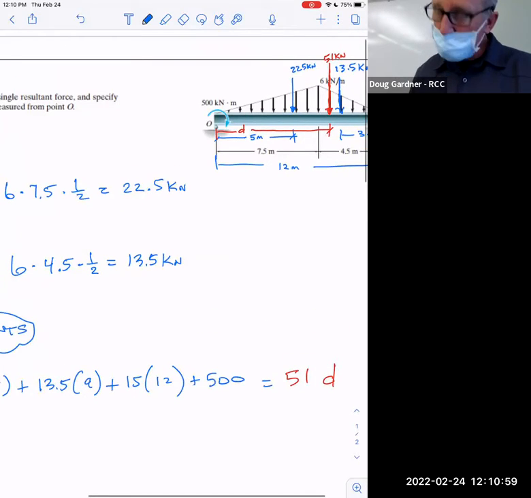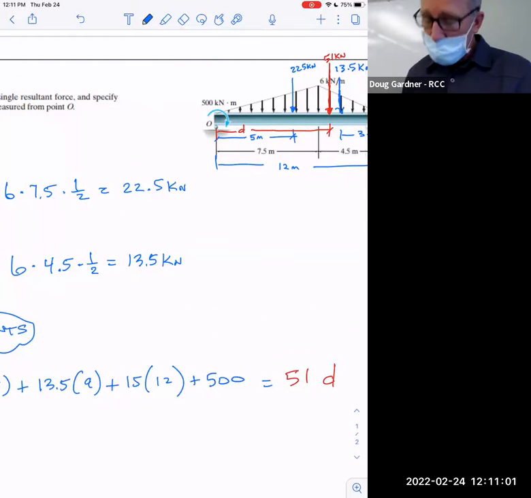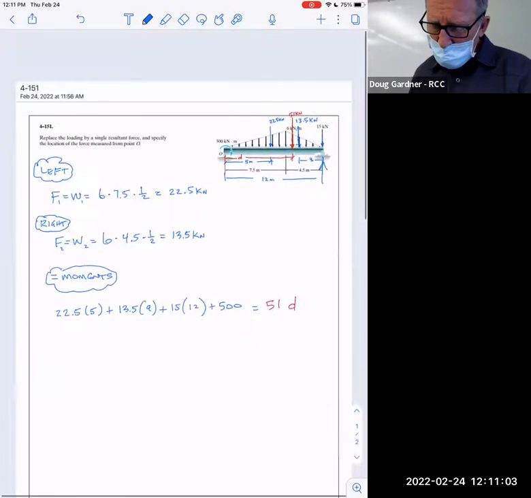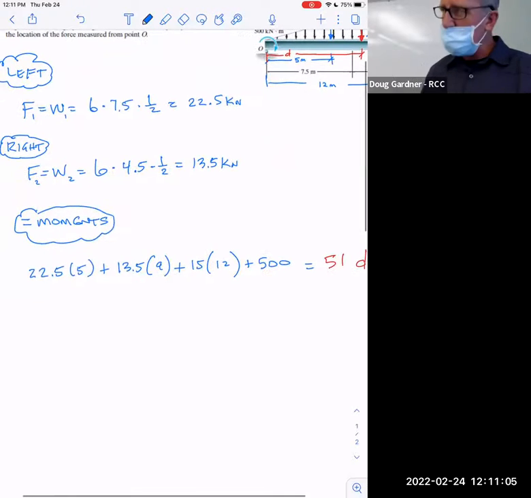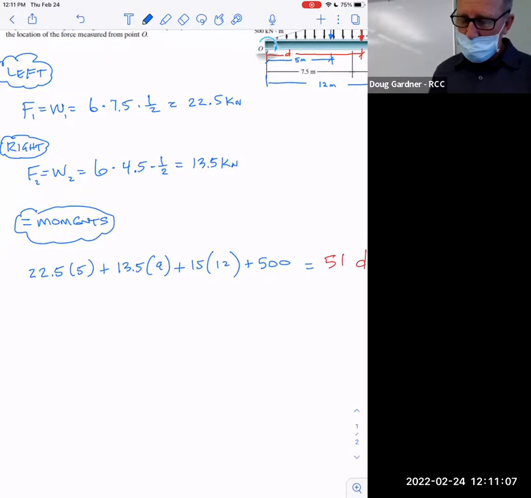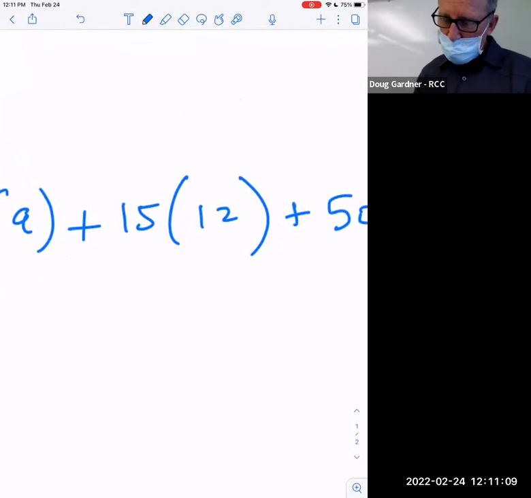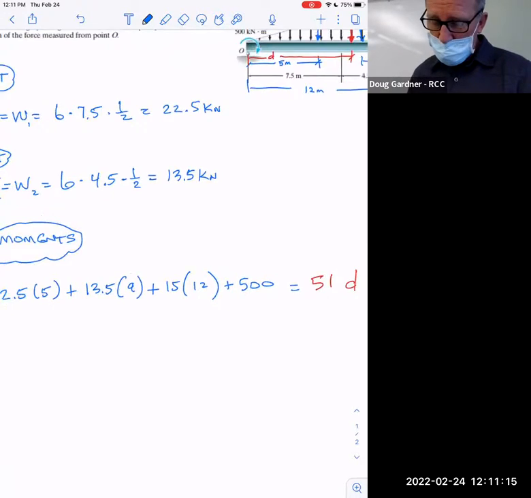Notice its unit is also kilonewton meters, just like the rest of ours would be. Is 500 a really big contribution to this discussion, or is it like, that's not that much? It's massive, because 15 times 12 is like, what is that, 150? That's like 3 times as much as that one. So that was a pretty big contribution to this.